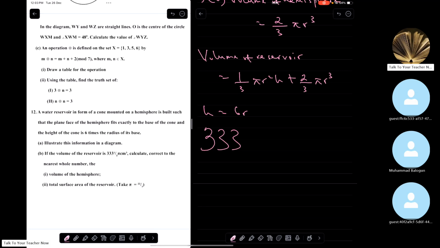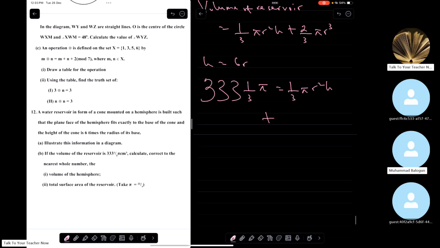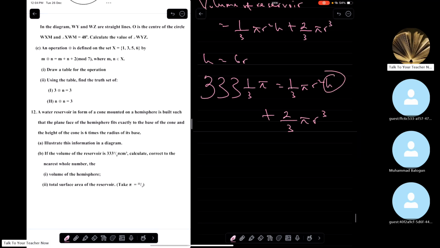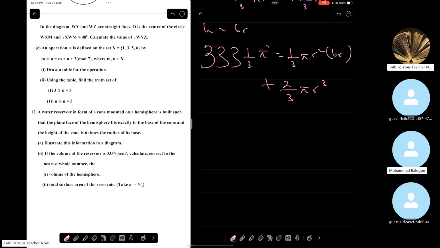Now look at that. Volume of the reservoir is 33 1 over 3 pi cm cubed. That's equal to 1 over 3 pi r squared h plus 2 over 3 pi r cubed. Please pay attention. But don't forget that h is 6r. So instead of writing h, what do I write? 6r. Do you understand?